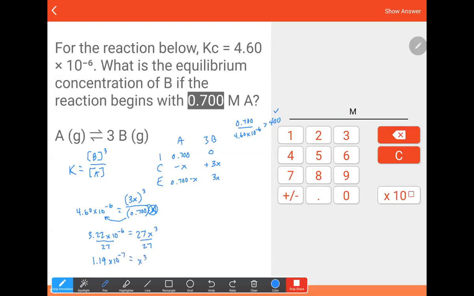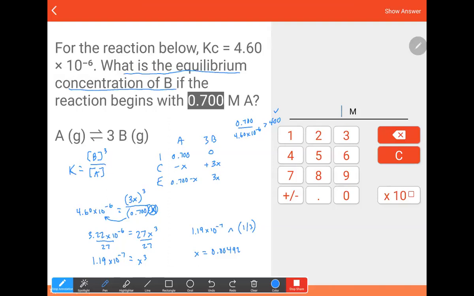Now I'm going to take the cube root on my calculator. That looks like I'm going to do 1.19 times 10 to the minus 7, and I'm going to do a caret sign, and then parentheses 1 divided by 3. And I get x is equal to 0.00492.